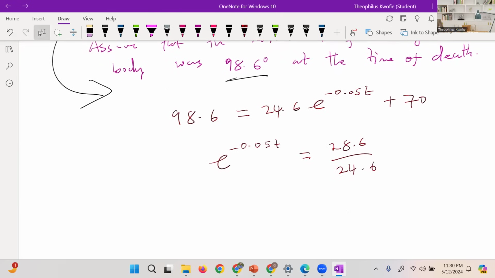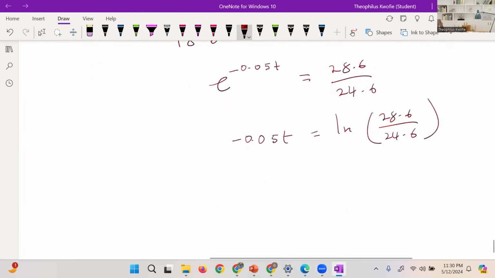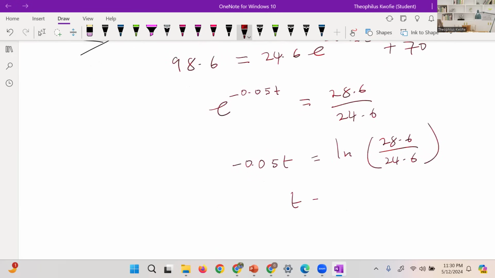Over here, the same thing, we apply the natural log on both sides. So by applying the natural log on both sides, you should have minus 0.05t equal to the natural log of 28.6 divided by 24.6. And that should give us what? t to be equal to what? If you use a calculator, that should give us minus 3.01. But what does this mean?